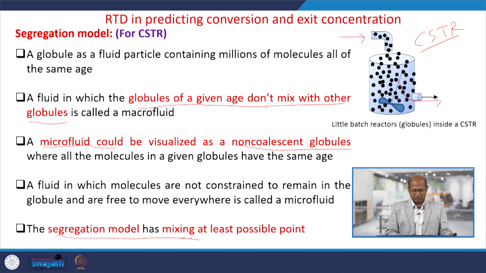In segregation models, mixing happens at the latest possible point. So, if mixing is there, it is outside or just whenever it is coming out, then mixing is possible, but individual globules do not interact with each other and do not mix inside the reactor. Okay. So, that way individual globules come out from the reactor.